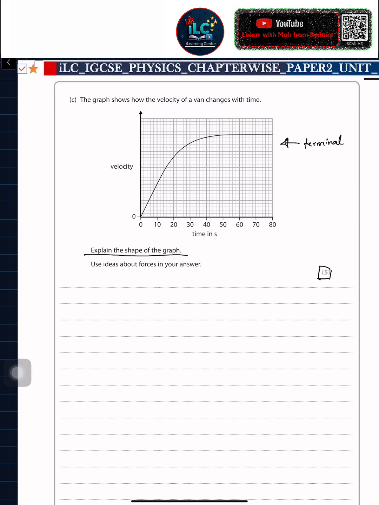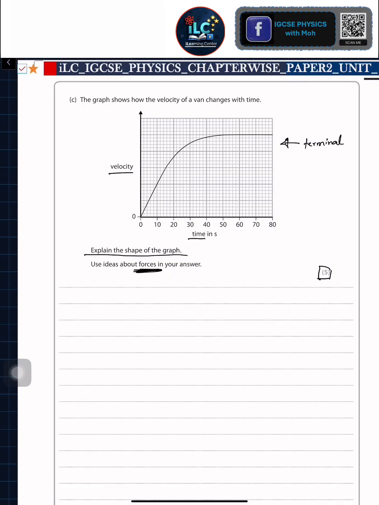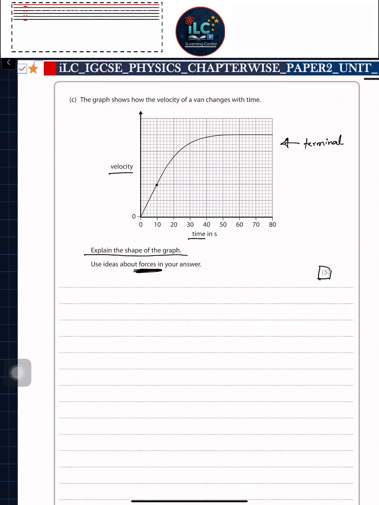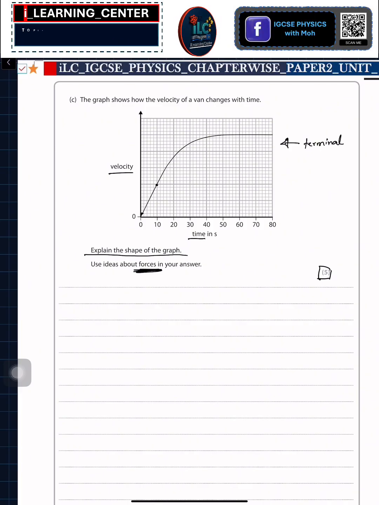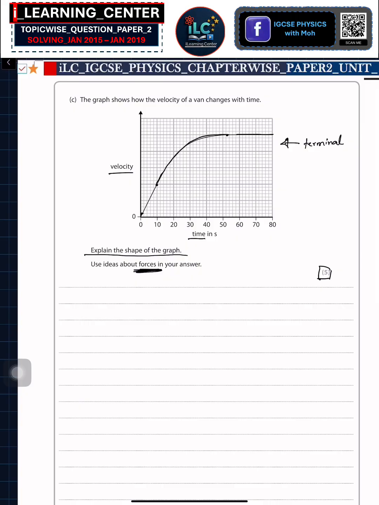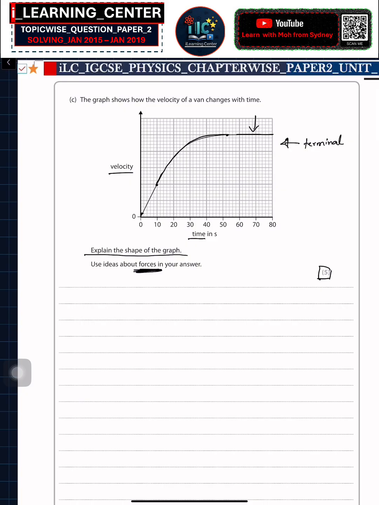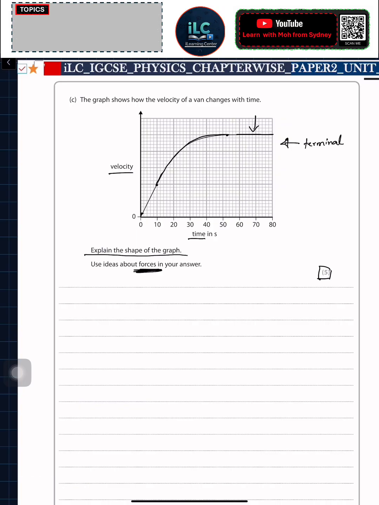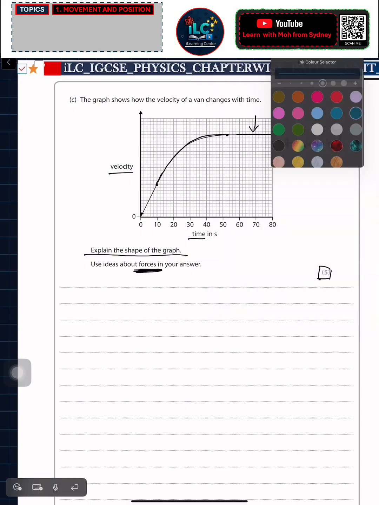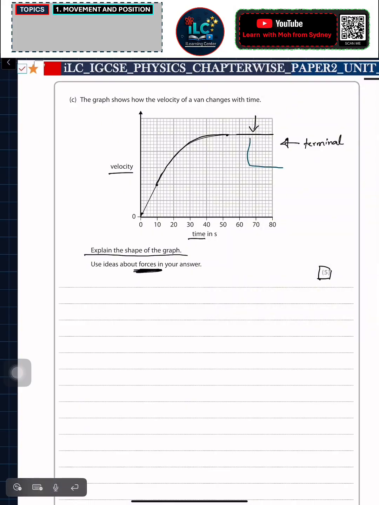Here we will see that this is velocity, this is time. So we need to explain how the velocity is working. And then it says use the idea about forces. So you need to explain why the shape of the graph is what it is. What is this line representing, what is this curve representing from here to here, and what this horizontal line is reflecting. So here we will divide this, okay? First understand that you are basically having a constant speed at this portion.